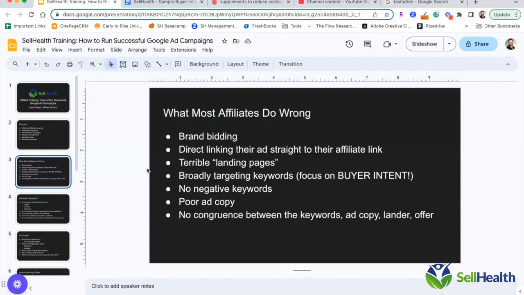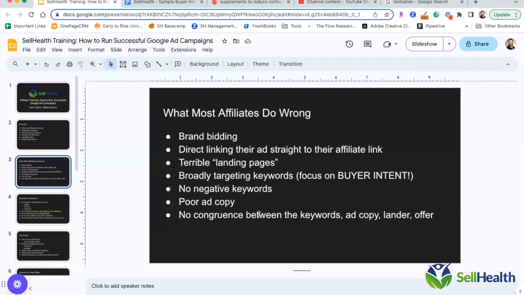Another example is terrible, quote unquote, landing pages. There are some affiliates out there who literally just have a picture of the product and a button that says buy now. That's not a landing page. That is just enough to not get you in trouble. All right. So I would tell you, if you're doing a landing page, make it a legit landing page. And I'll have some examples for you here in a bit as far as a landing page goes.